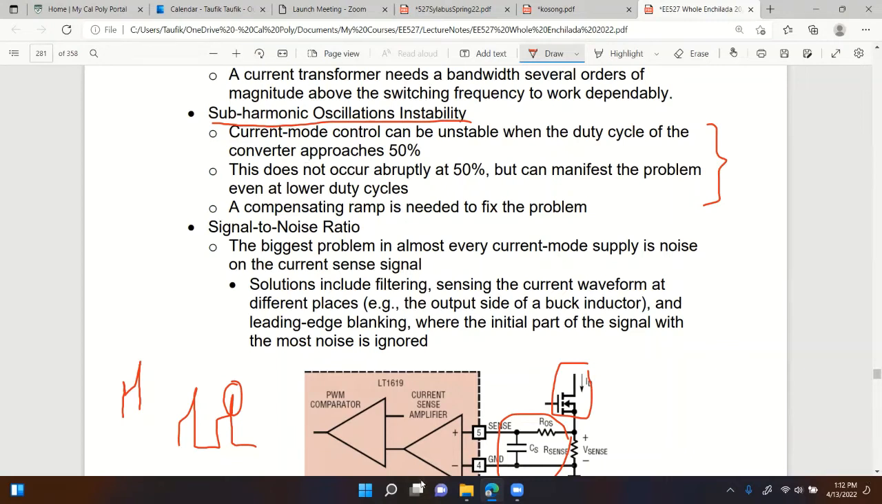Okay, so for now that will be enough for reviewing the concept behind current mode control. Are there any questions before we take a break? Yes. Okay.